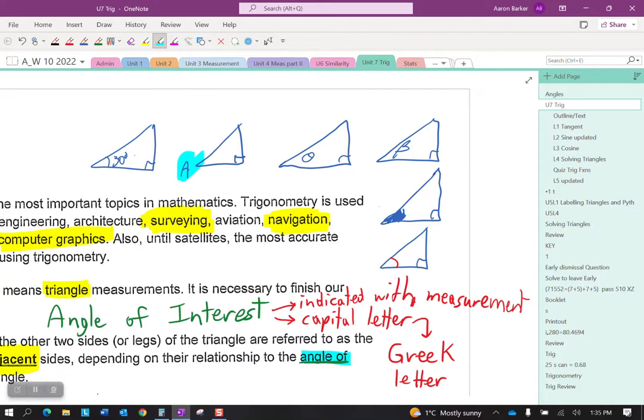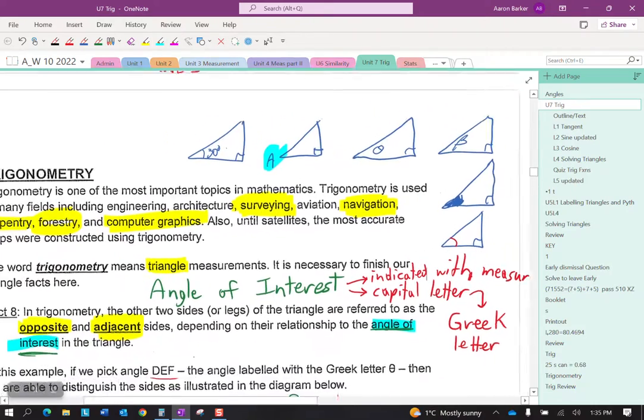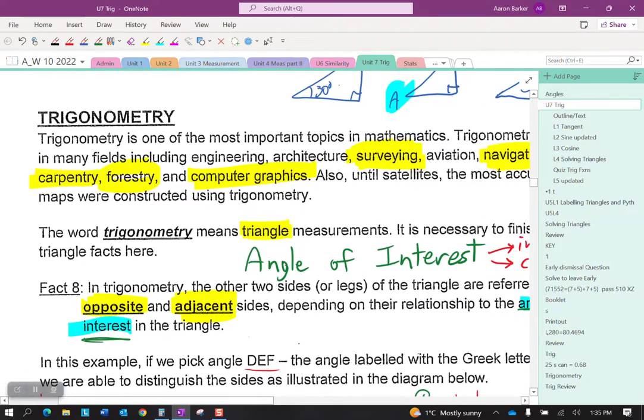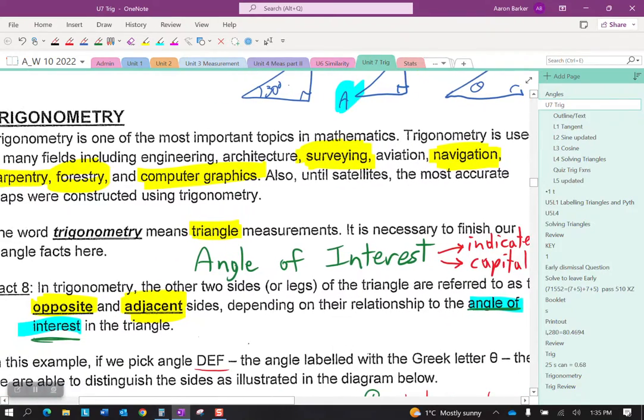Once you've found your angle of interest, then you can start trigonometry. You can label your hypotenuse, your opposite side, your adjacent side, otherwise known as your HOA, H-O-A. And you want to specifically do it in that order, H-O-A. All right? Any questions? So again, the opposite and adjacent sides are important because they can change if your angle of interest changes. That happens all the time.